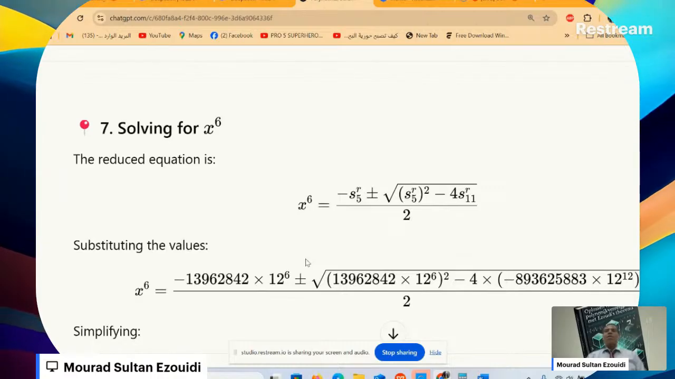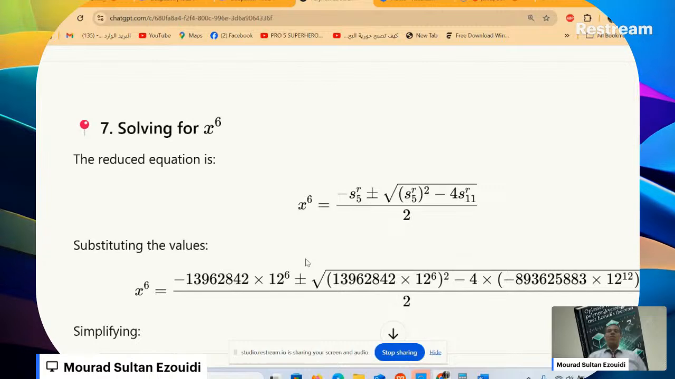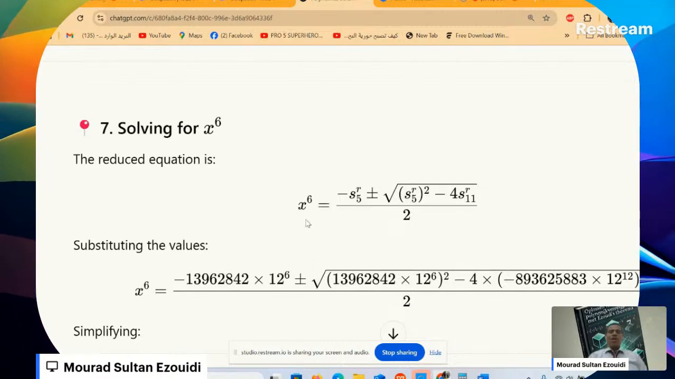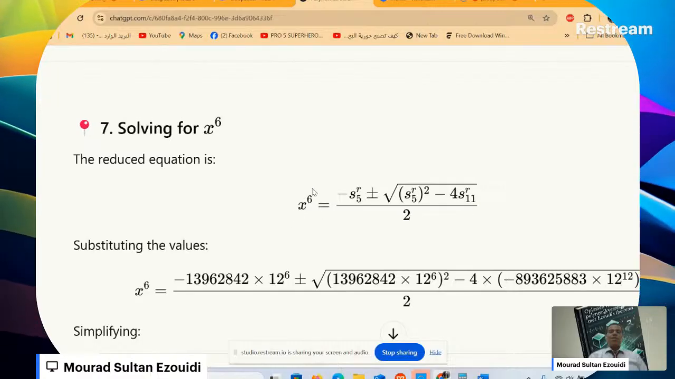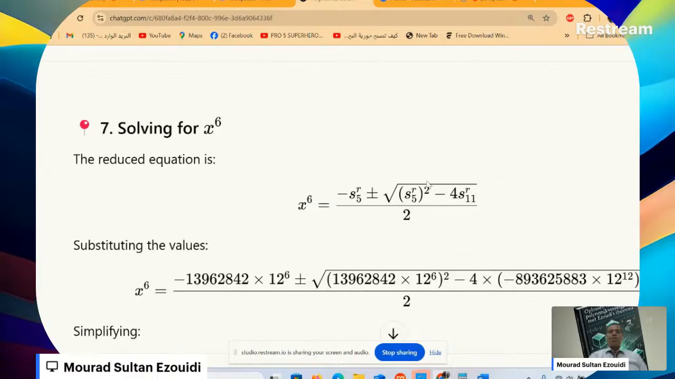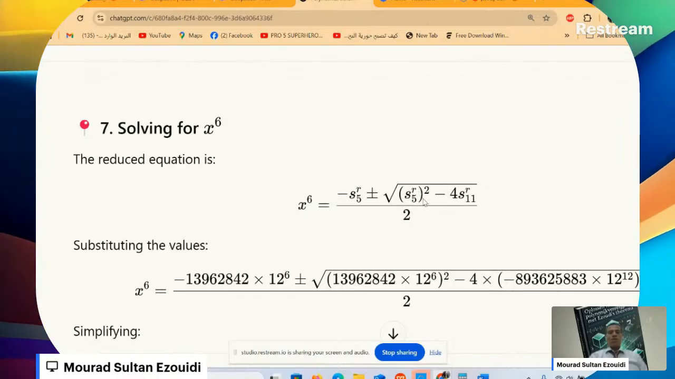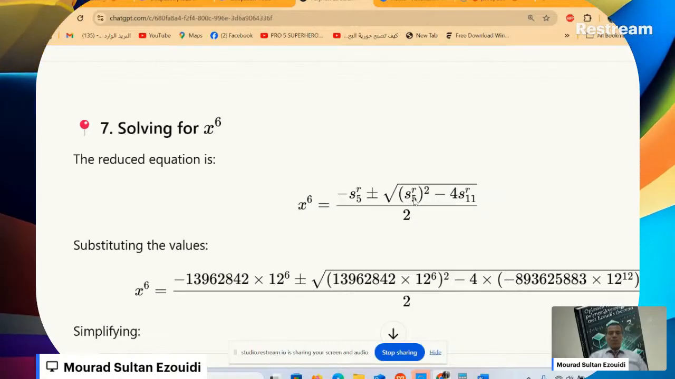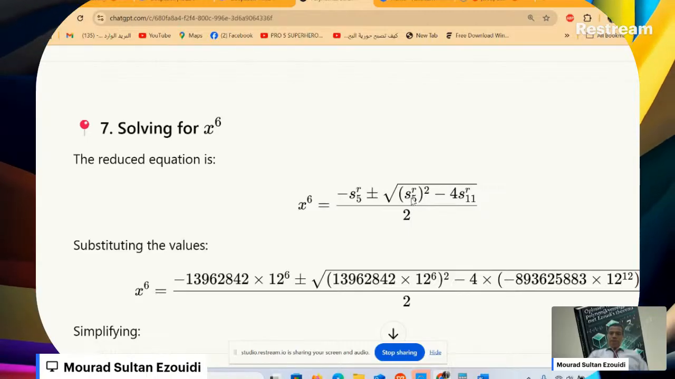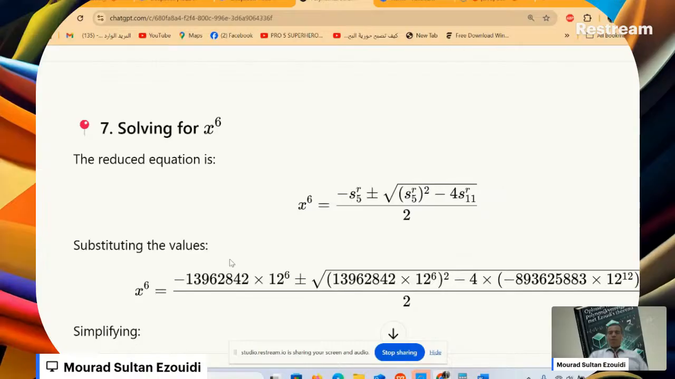Now, my professors, colleagues, and mathematical researchers and learners, here the reduced equation is that. So x raised to the power 6 equals negative s5 plus or minus the root of the discriminant, divided by 2. The discriminant is equal to s5 squared minus 4 times s11.